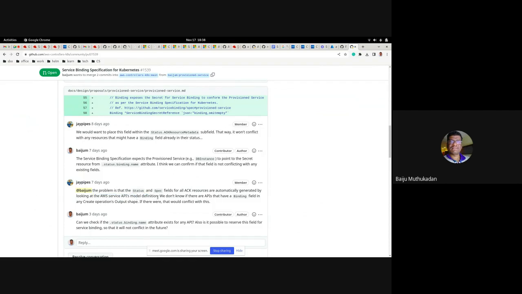So they have an externally defined model, which is coming from their official SDK, which is not specific to this ACK, that is AWS. So we don't know if there are APIs that have a binding field in any create operation's output shape. If there were, that would conflict with this.